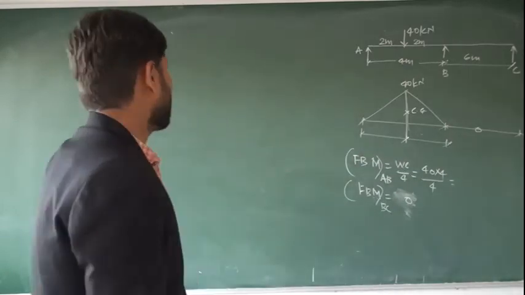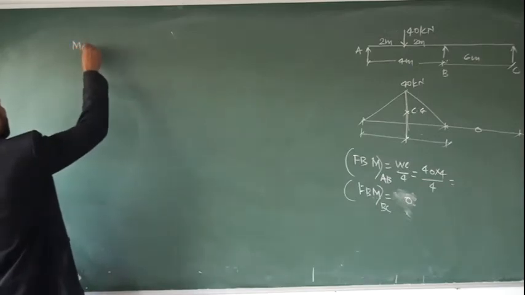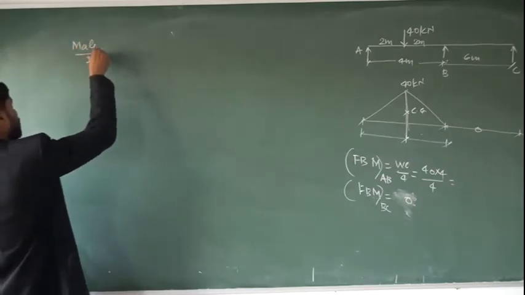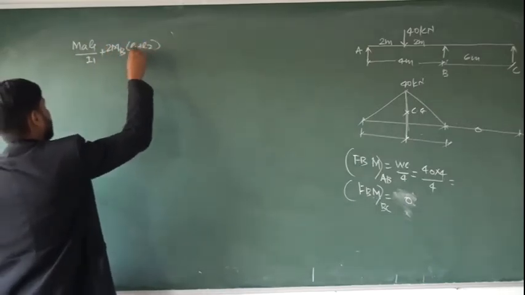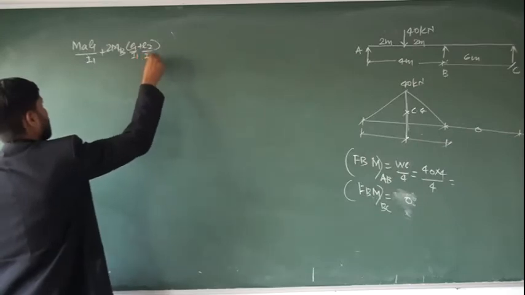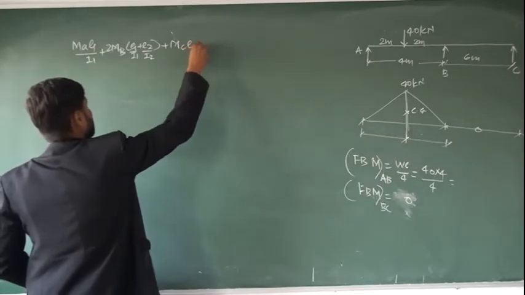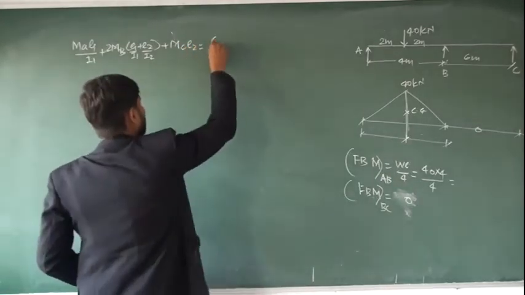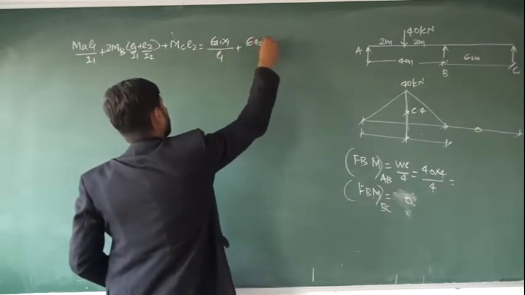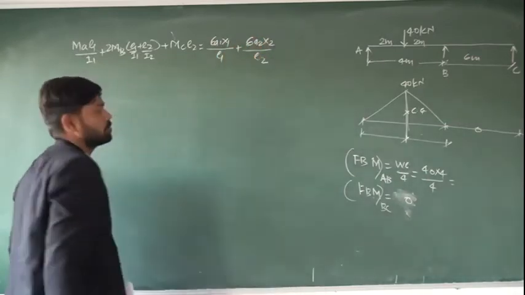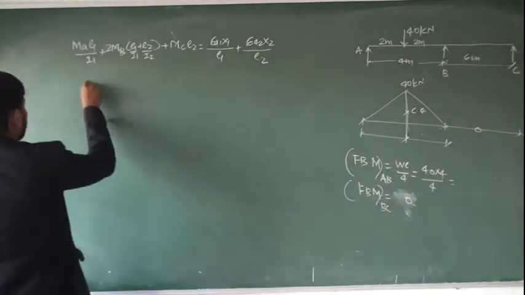So write down the three moment theorem equation. MA L1 divided by I1, plus 2MB times (L1 divided by I1 plus L2 divided by I2), plus MC L2 divided by I2, is equal to 6a1 x1 divided by I1 plus 6a2 x2 divided by I2. Okay. So now this will be 0.